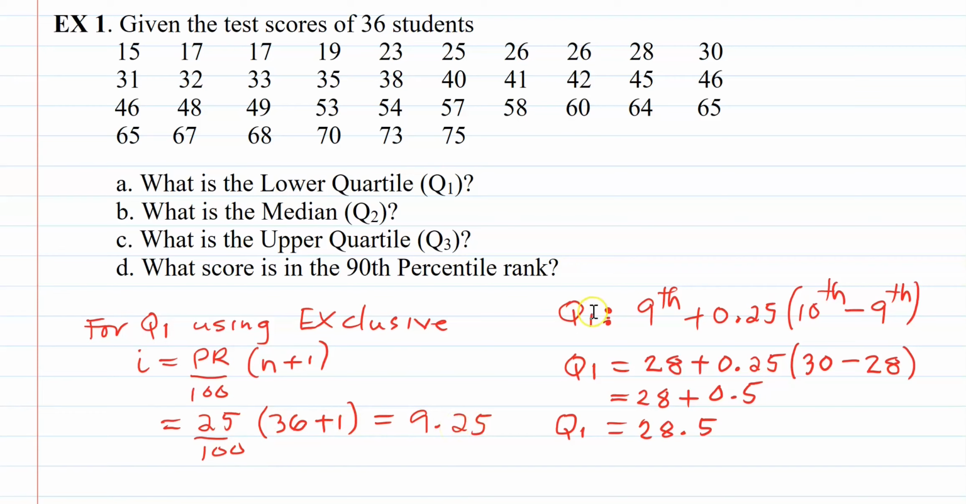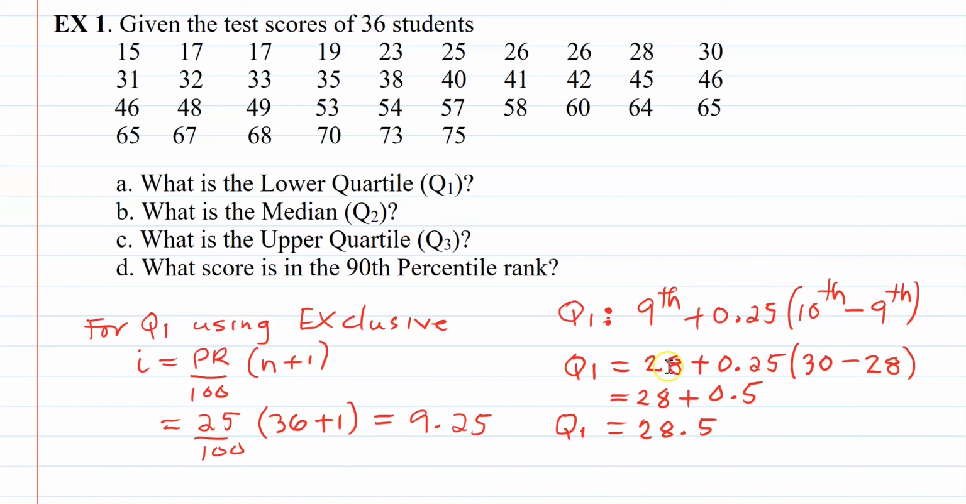So Q1, the lower quartile, will be located on the ninth position. This ninth position is coming from the 9 here, and then plus 0.25, and this 0.25 is coming from the decimal part. All right, so we have plus 0.25 times the difference of the score between the 10th position minus the 9th position.